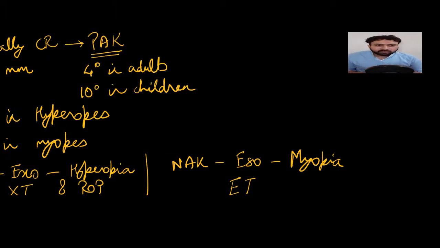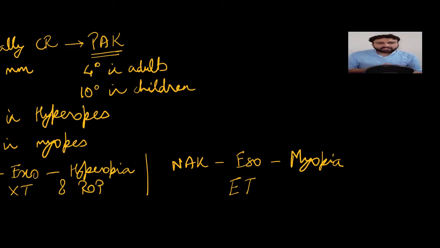So just a quick summary of whatever we discussed. Angle kappa is basically the angle formed between the pupillary and visual axis. It is normally 4 to 5 degrees in adults and 10 degrees in children, or you can say 10 prism diopters in adults and 20 prism diopters in children. It is because there is around a 0.6 mm nasalization of the corneal reflex, and 0.6 mm corresponds to 4 degrees of the angle, correct?